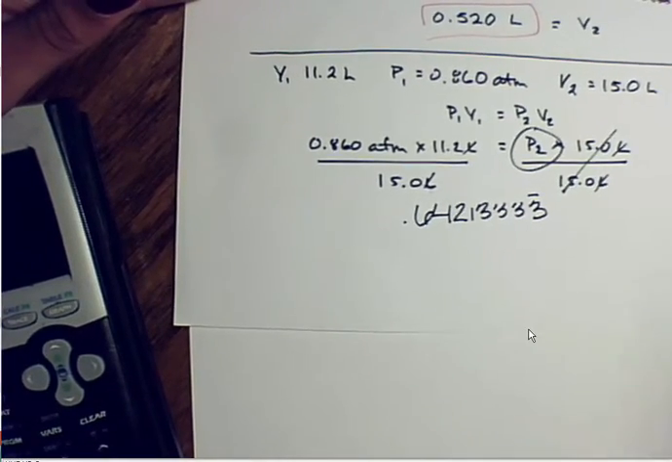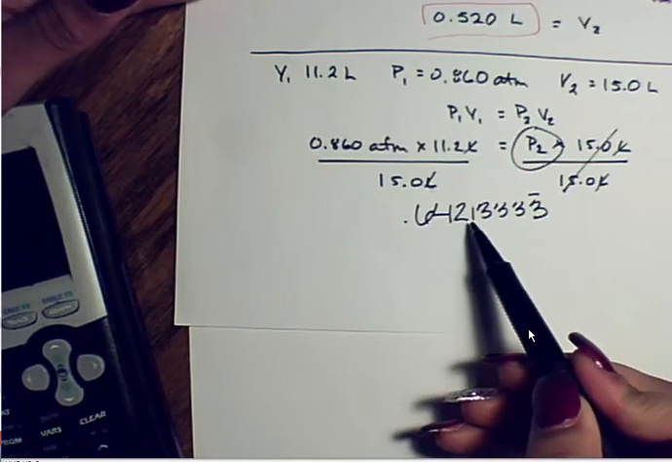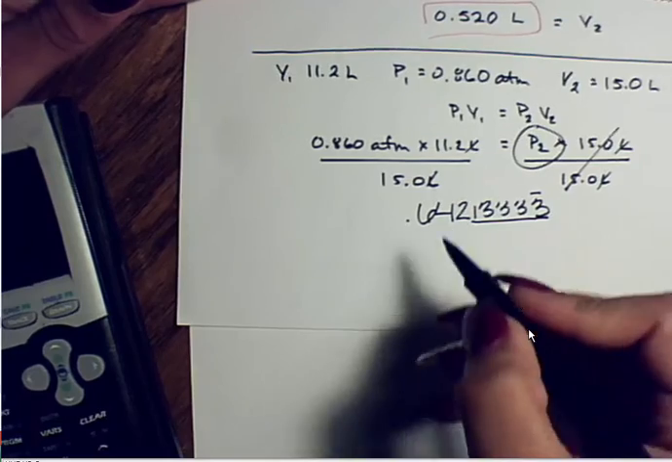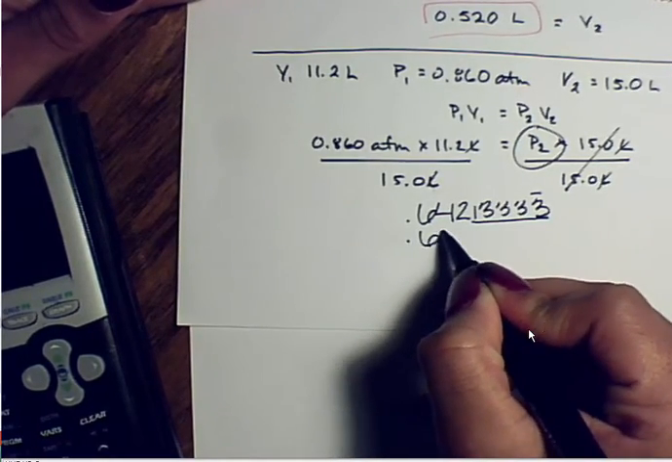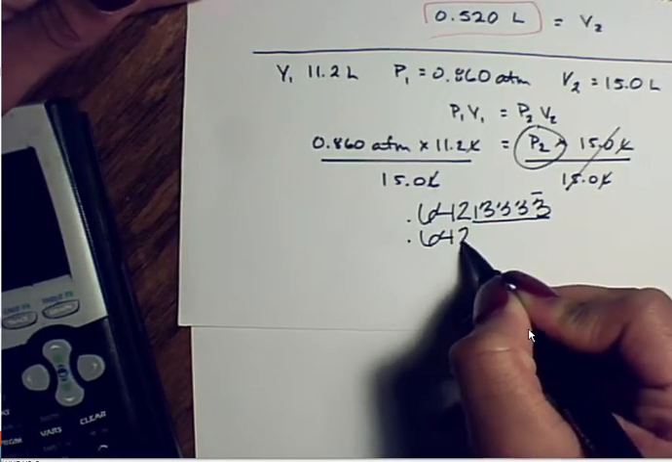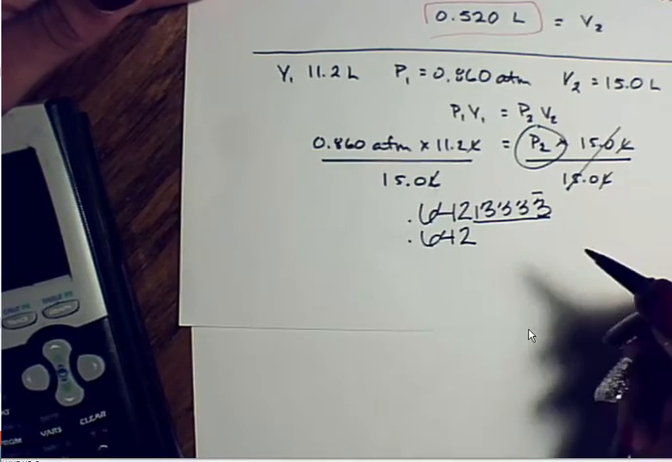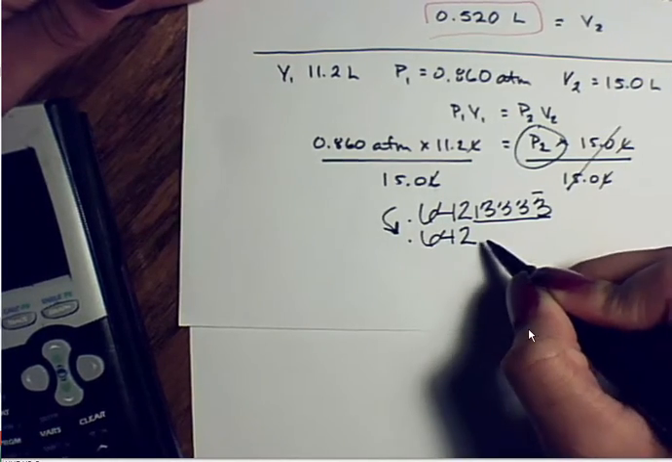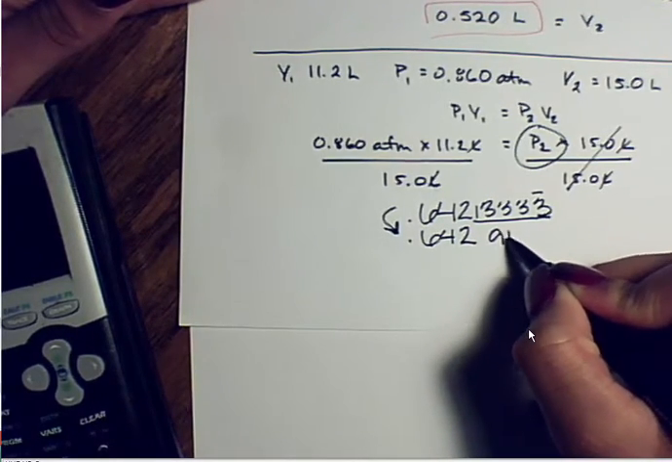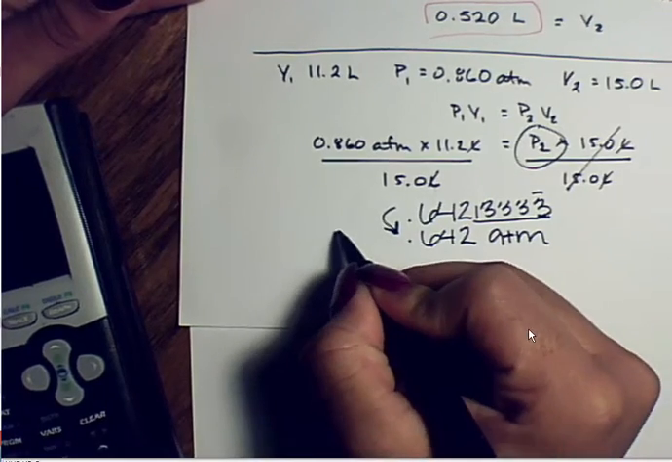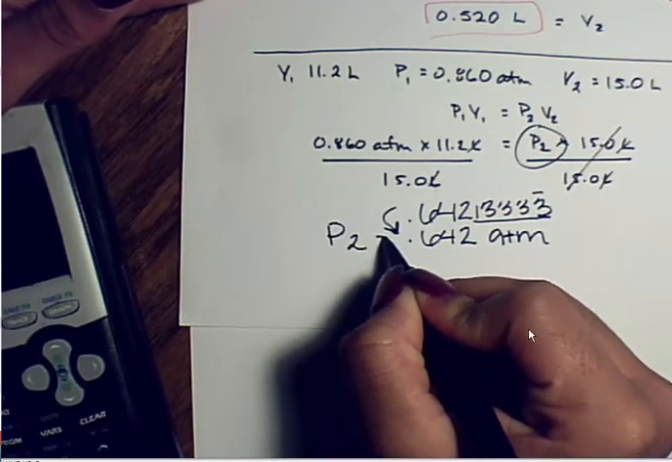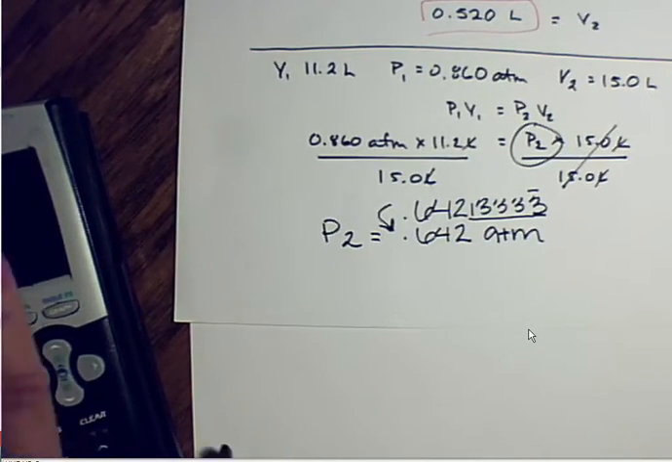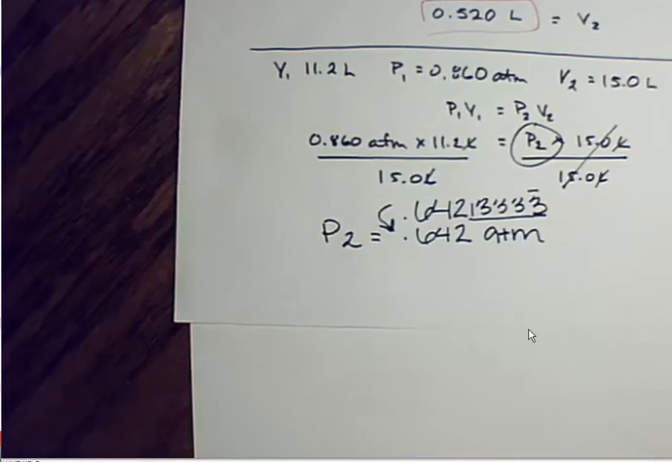Okay, and now we have to round. I rounded from right here to here. So now I got 0.642 atmosphere. And so P2 equals 0.642 atmosphere. Nicely done.